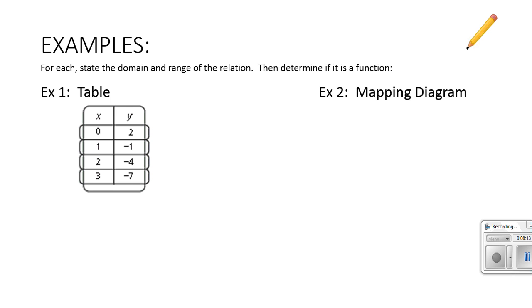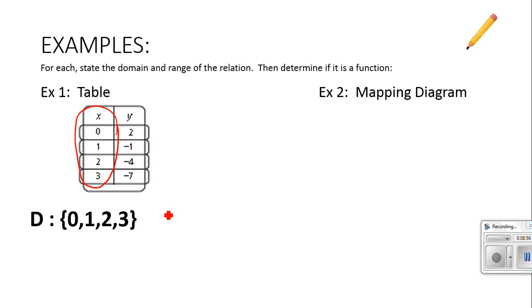So let's look at the first example. If I give you an example in the form of a table, you should be able to tell me the input values, the output values, and if it's a function. So remember, the input values are your x values, which is also called your domain. If I were going to tell you what the domain of this relation was, I would say the domain is 0, 1, 2, 3. And yes, you need to have those little squiggly lines, and you need to tell me that it's domain. So D colon squiggly 0, 1, 2, 3.